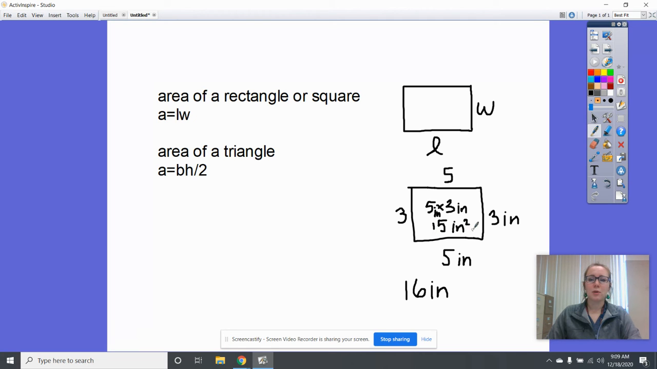So the area would be 15 inches squared because we did length times width. We multiplied 2 sides together. The perimeter would be 16 inches because we added all 4 sides together. That is for a rectangle or a square.